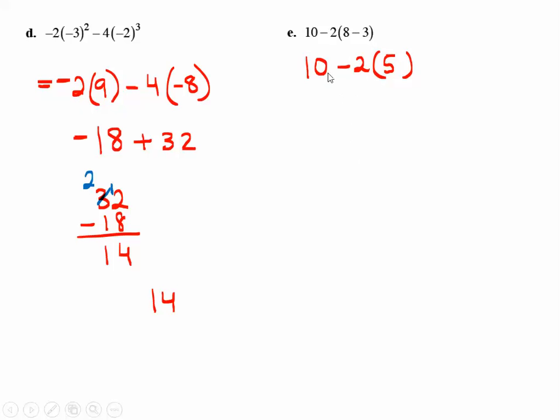Alright, I can't put the 10 and the 2 together because I have multiplication here. And this is subtraction, this is multiplication, so this has to come first. So 2 times 5 is 10, and 10 minus 10 gives me a 0.